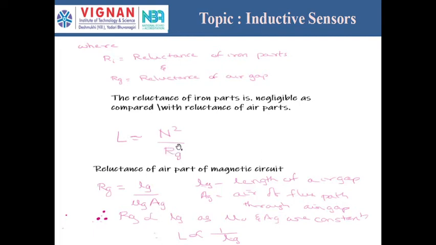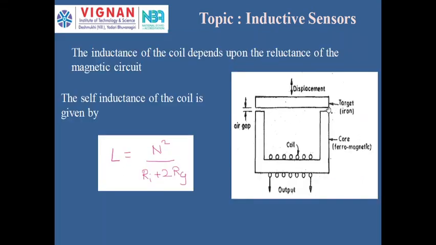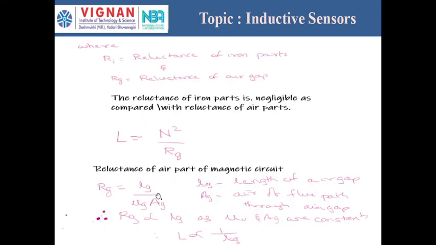So actually the reluctance of the air part of the magnetic circuit, that is the air gap, is given by, you know that R equals L by mu A. That's why it is given as Lg by mu g Ag, where Lg is the length of the air gap, mu g is the permeability which is constant, and Ag is the area of the flux through the air gap.